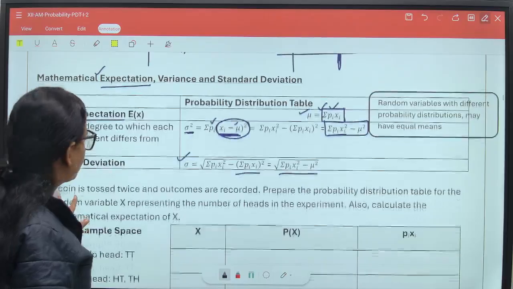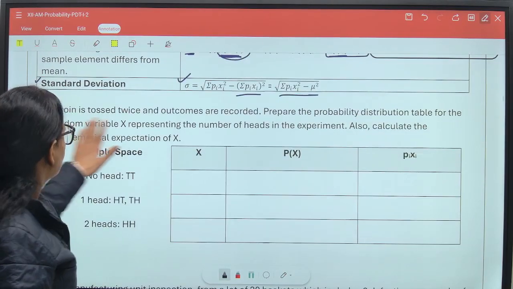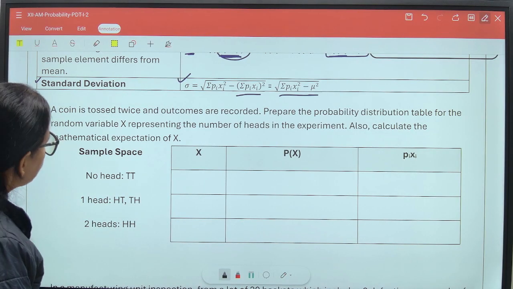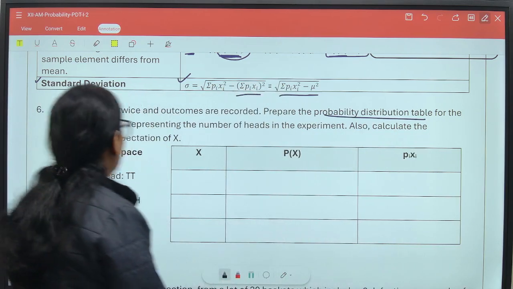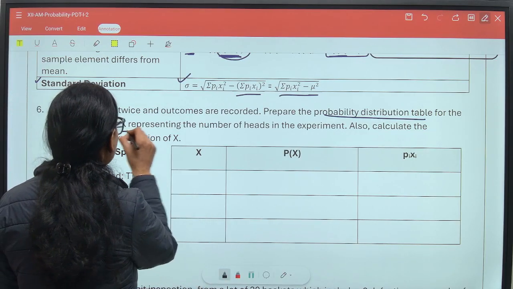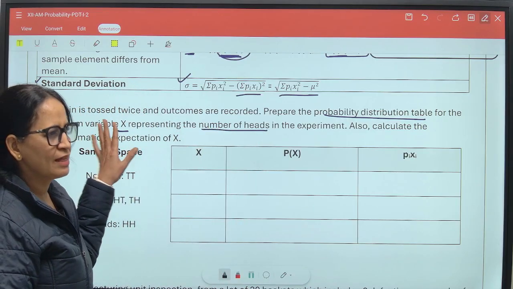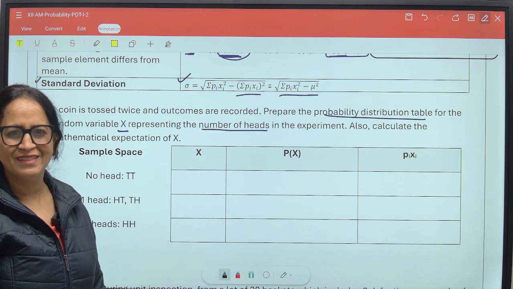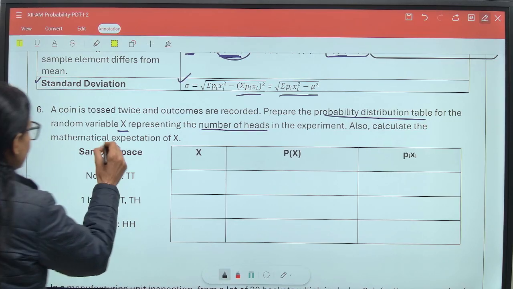Okay, let's come to some questions. The question is, a coin is tossed twice and the outcomes are reported. Prepare the probability distribution table, meaning x and px, for the random variable x representing the number of heads. So what is x representing? Number of heads. If it is given in the question what x is representing, it's fine. Otherwise you need to mention it in your answer, what is x and what it is representing. Also calculate the mathematical expectation.